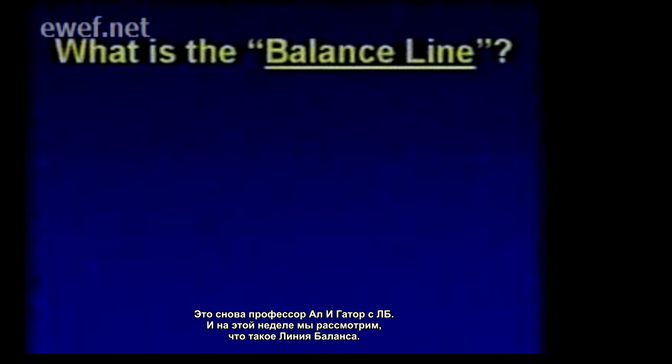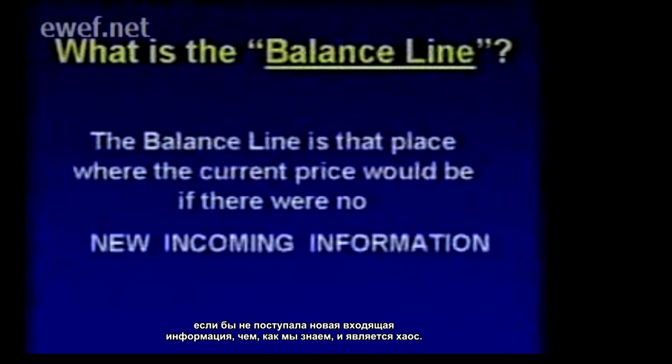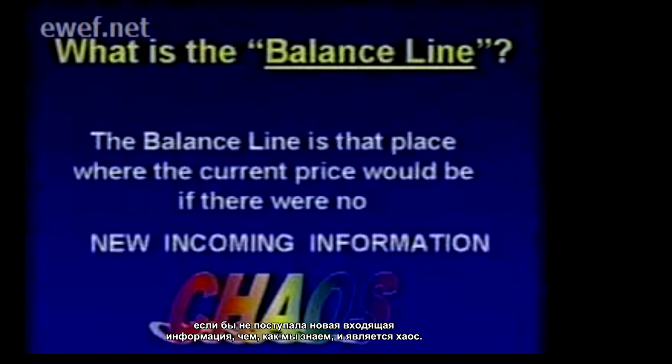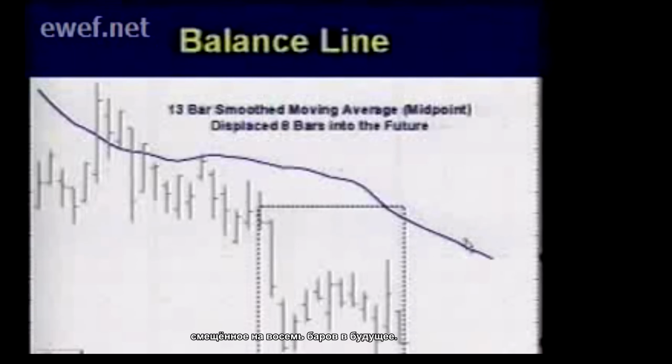This is Professor Alligator again with the balance line, and this week we're going to review what the balance line is. Remember that the balance line is that place where the current price would be if there were no new incoming information, which we know is chaos. Let's look at that on a screen. This is the balance line, and the balance line is a 13-bar smooth moving average of the midpoint of the price bars that's displaced 8 bars into the future.